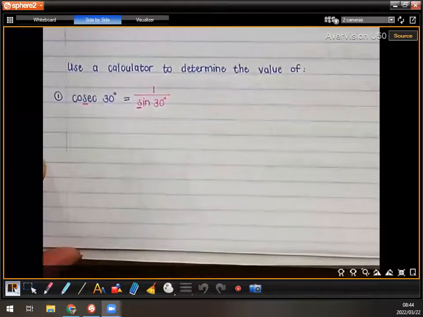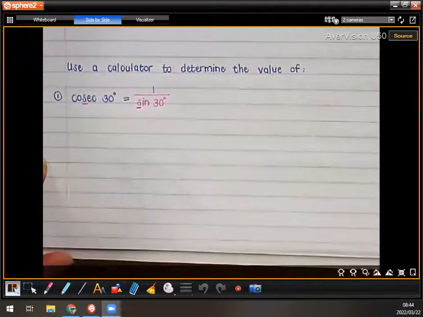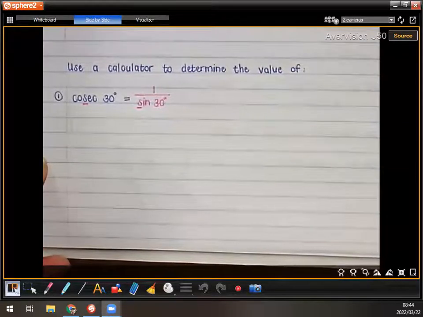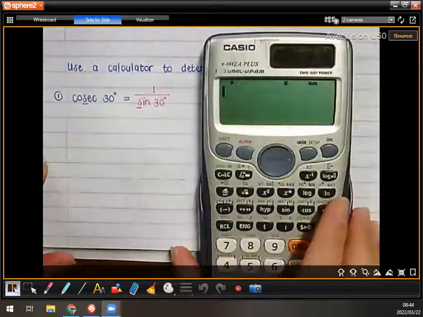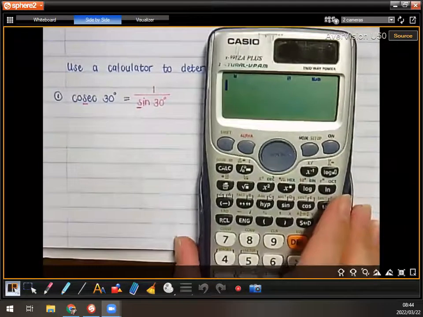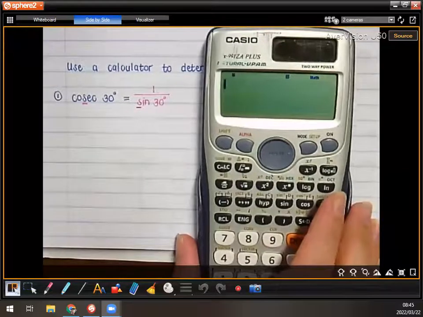And this we can type into the calculator. Right? 1 over. So what you want to do when you're doing calculations with the reciprocals is you first want to try and write them in terms of sine, cos, or tan, because those are the ones that we have buttons for. Okay, you can do it differently as well. You could find sine 50 first and then find the reciprocal, you know?